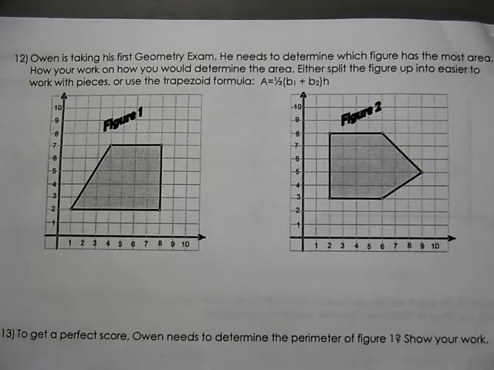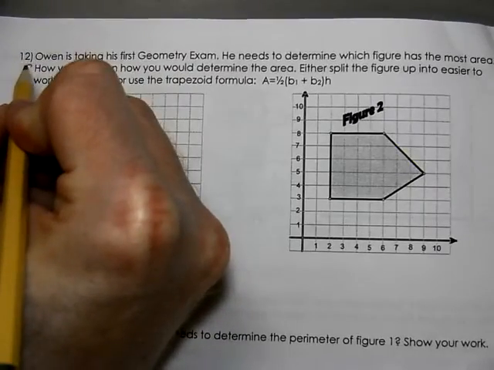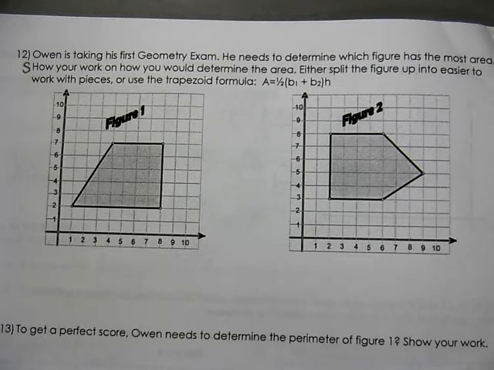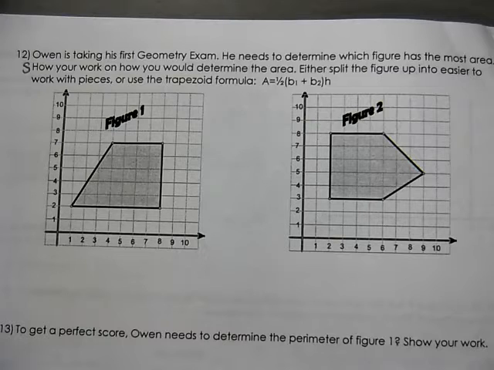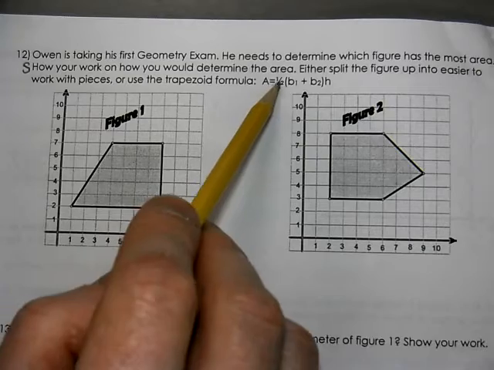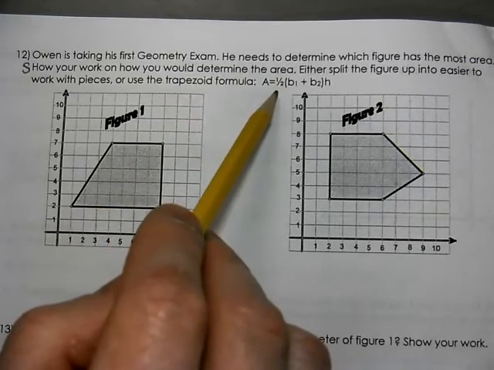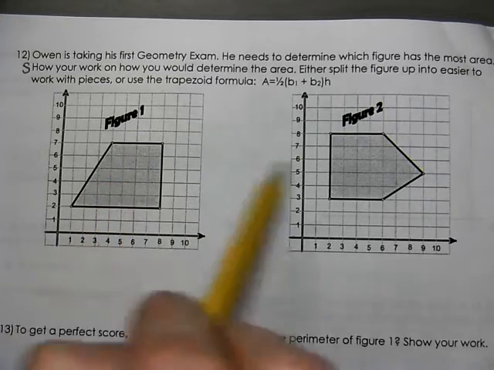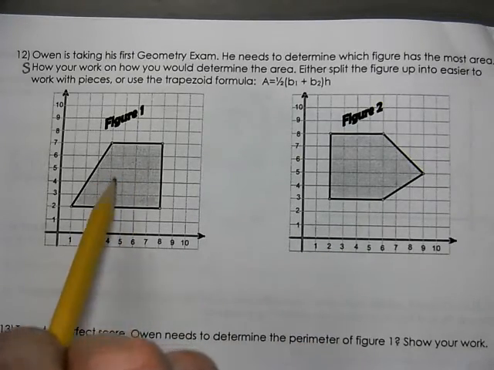On our last page, we're looking at Owen, and he's going to take his first geometry exam. He needs to determine which figure has the most area. We need to show your work on how you would determine the area. We can break it up into triangles and rectangles, or we can use our trapezoid formula. Well, this is a trapezoid. This one is not. Figure 1 is a trapezoid.